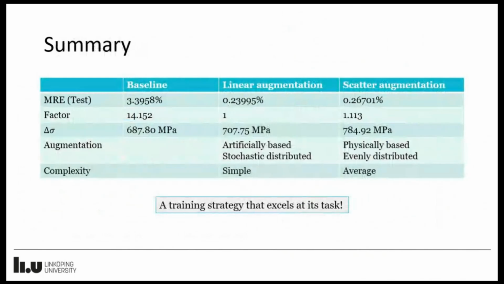So, a summary here. If you look at our summary, the baseline is 3.3%, and then 0.24% and 0.26%. If you look at the factor normalized with the linear one, it doesn't deviate that much for these two. But here you have 14%, so you beat the baseline with a really huge factor. Then, looking at your stress range, your maximum and minimum, it's increasing with the different augmentation techniques, but not that much.